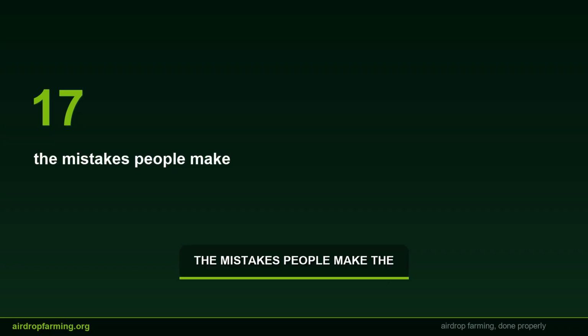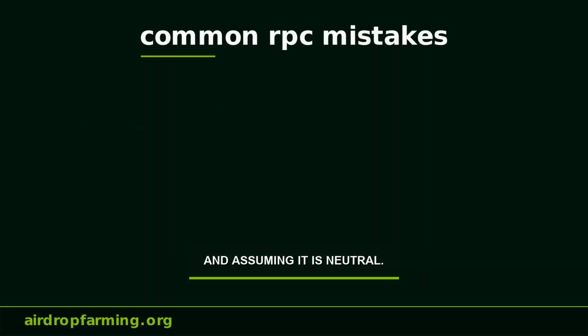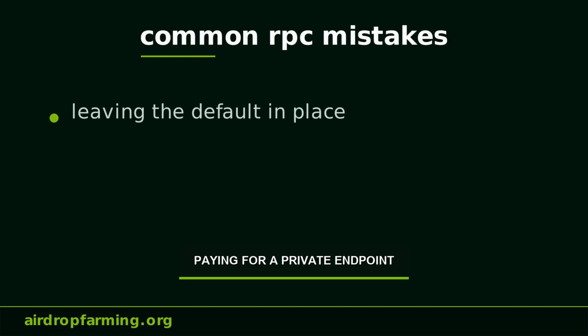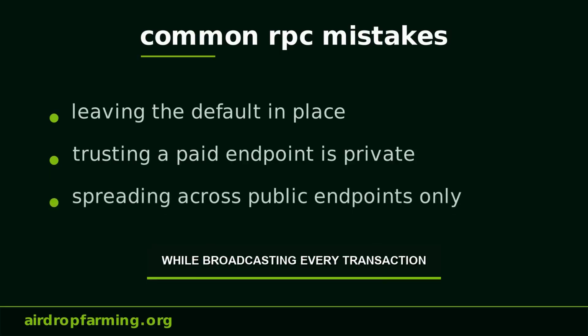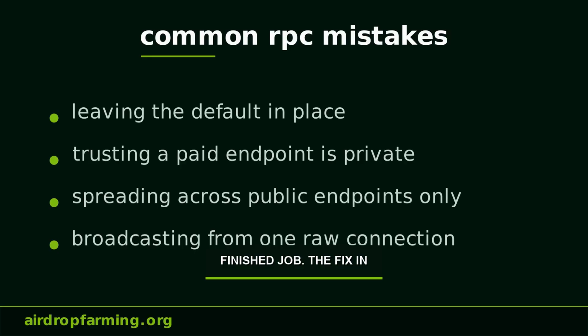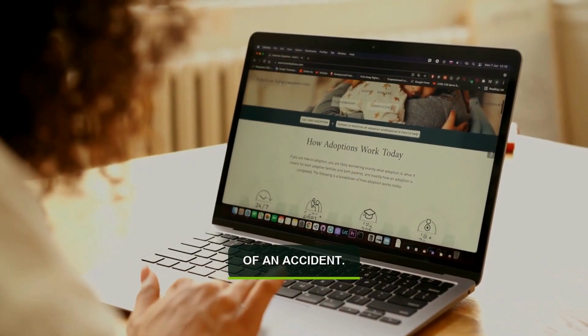The mistakes people make. The common failures are simple: leaving the default in place and assuming it is neutral, paying for a private endpoint and believing it is private from the host, spreading across public endpoints and thinking that alone equals anonymity, or fixing the RPC layer while broadcasting every transaction from one raw home connection. Each of these is a half-step mistaken for a finished job. The fix in every case is to actually look at what your wallet is doing and make each layer a deliberate choice instead of an accident.